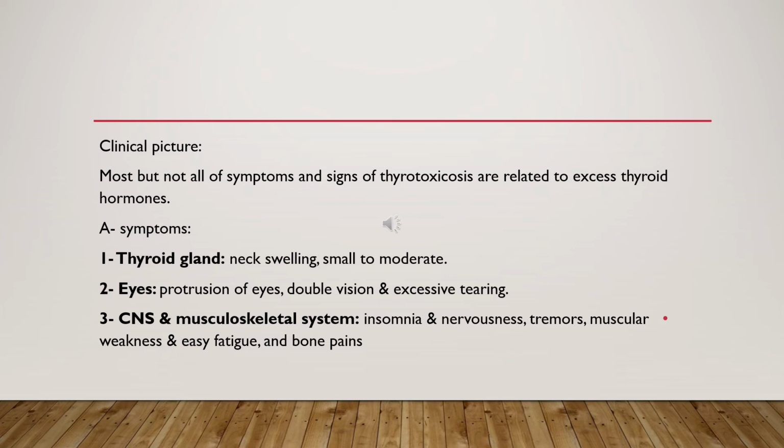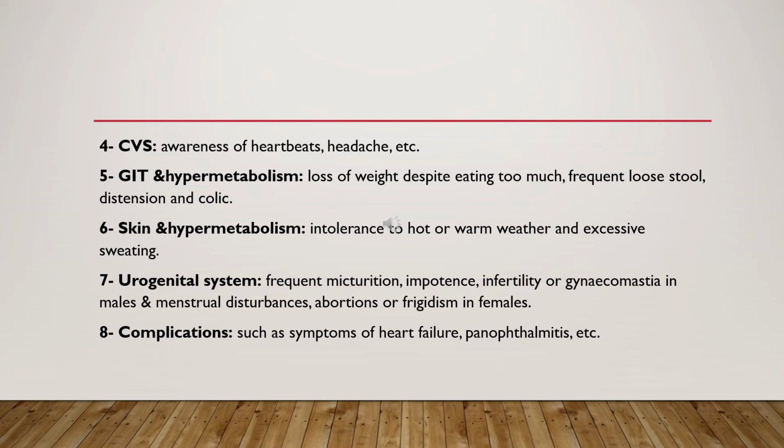Clinical picture. Most but not all of the symptoms and signs of thyrotoxicosis are related to excess thyroid hormone. Symptoms: thyroid gland, neck swelling, small to moderate; eyes, protrusion of the eyes, double vision and excessive tearing; CNS; musculoskeletal system; cardiovascular system; gastrointestinal and hypermetabolism; skin and hyperpigmentation; urogenital system; and complications.